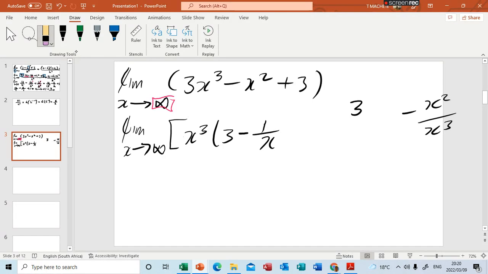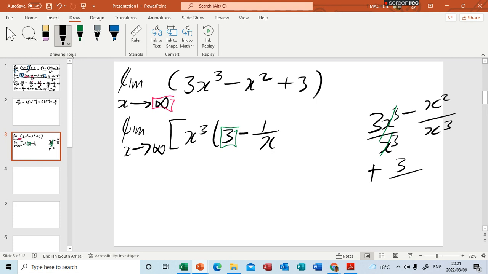This one will cancel. So this one will be 3 alone, because it's x cubed over x cubed. That's the 3 that I got there. This one and this one will cancel. I said you divide everything from the original equation, you divide everything by x cubed. Then the next one you're gonna say 3 over x cubed. And that's how you do it, guys.